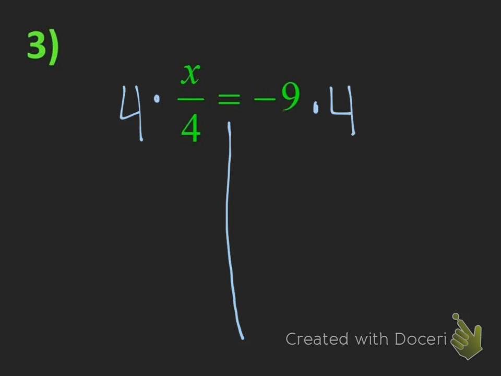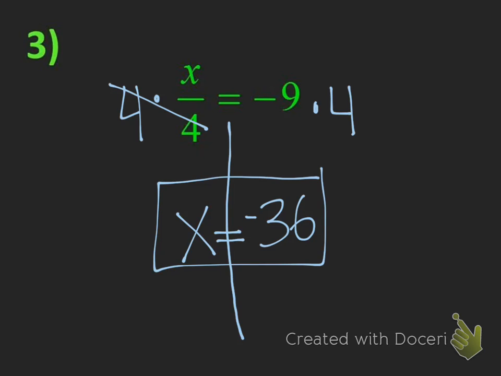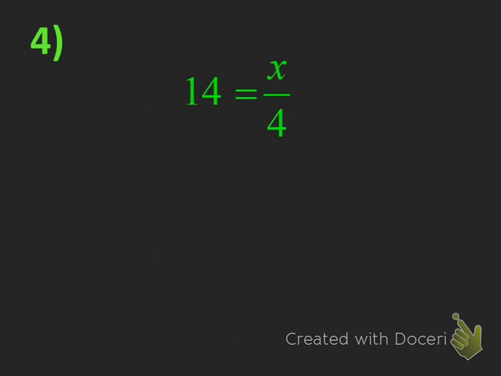Dividing by 4 times 4, those just undo each other. So that would leave you with 1x, or just an x, equals, what is negative 9 times 4? Negative 36. Very good. And then again, you can check it by plugging it back in. If you did negative 36 divided by 4, you would get a negative 9. Remember, as you're writing, put your line of equality.